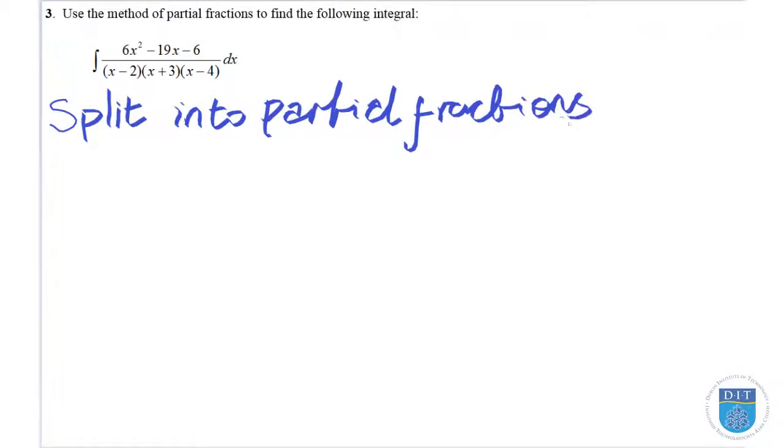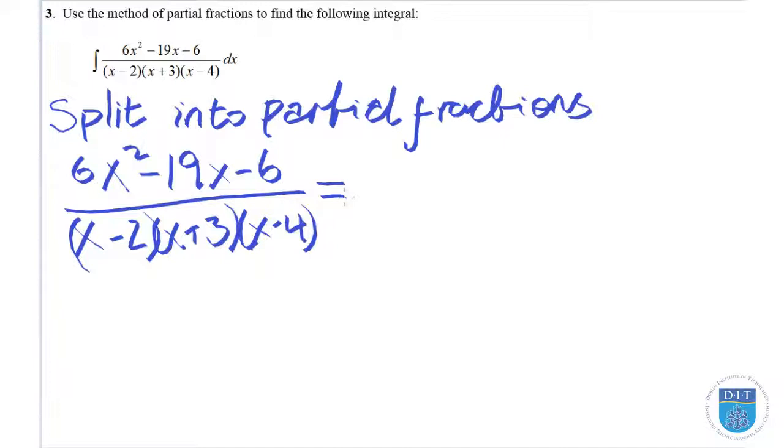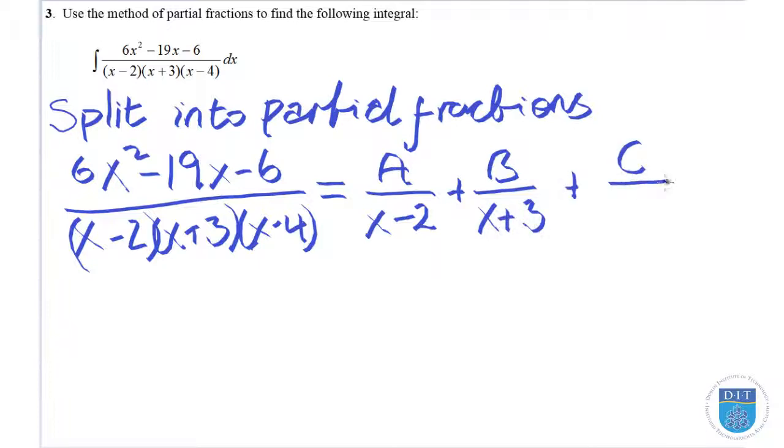So the idea is I'm going to write the original fraction, the old fraction, and then the new fraction later. So 6x squared minus 19x minus 6 over x minus 2 by x plus 3 by x minus 4. That's my old fraction, and I want it to look like this new sum of fractions: A over the first factor, plus capital B over the second factor in the bottom, plus capital C over the third factor in the bottom.